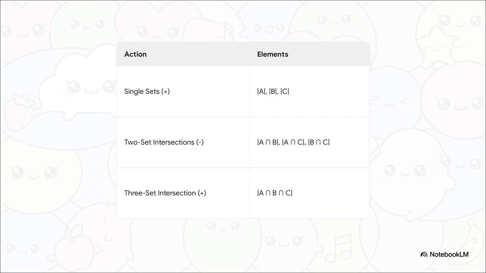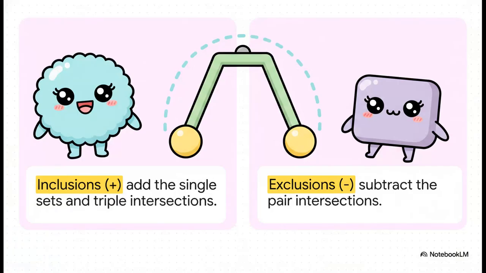Now, at this point, you might think we're completely done balancing the books. But wait, we have one more row, a 3-set intersection that actually has a plus sign next to it. Why in the world do we need to add again, right when we thought we had finished subtracting the excess? Well, before we answer that why, I really want you to notice the distinct rhythm of the logic here. We're looking at a direct contrast of inclusions versus exclusions. We include the single sets with a plus sign, we exclude the pair intersections with a minus sign, and then we include the triple intersection with the plus sign again.